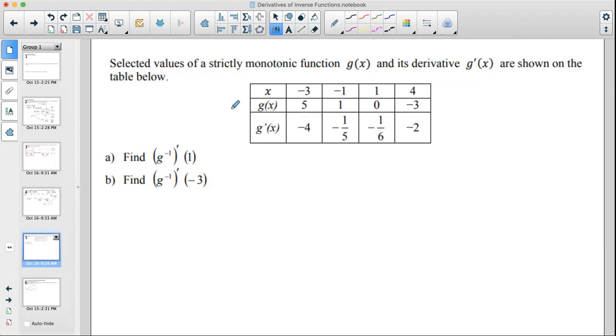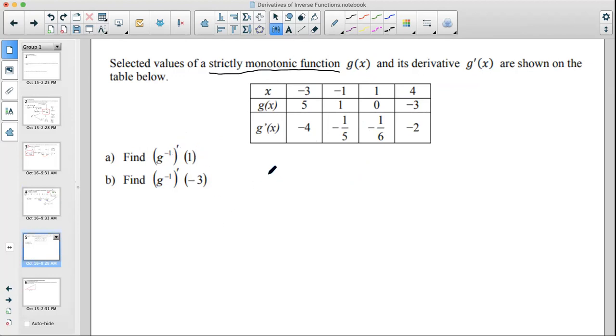So here we have a function g and its derivative. They're showing us these values at x equals -3, -1, 1, and 4. The strictly monotonic thing tells you that it's one-to-one. Don't worry about that. It just means that the inverse exists everywhere. So it says find the derivative of the inverse of g at 1.